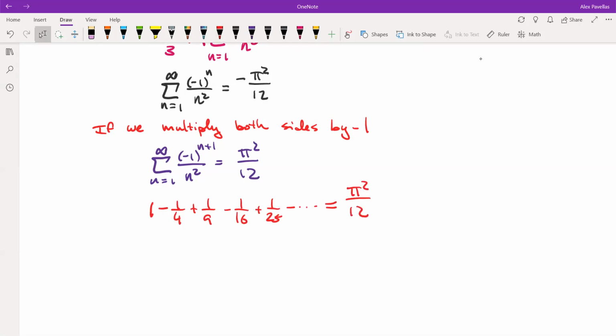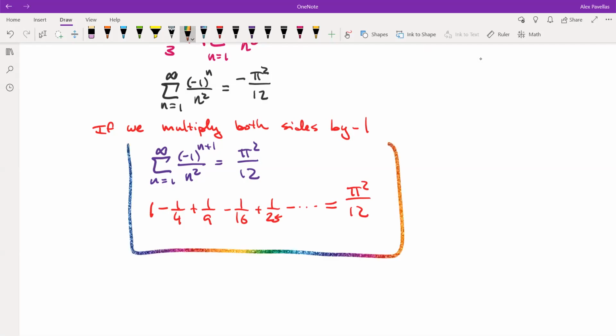This is a particular sum that we would not have been able to figure out using Taylor series methods. All right. So let's try another one.